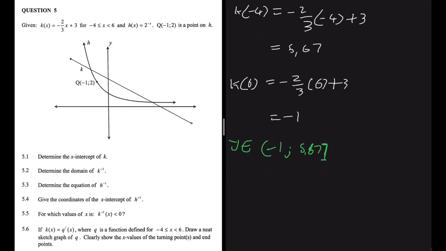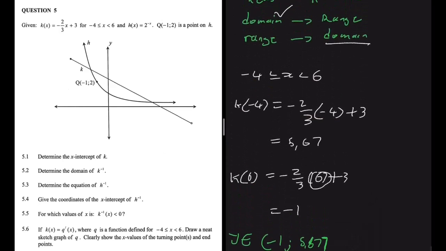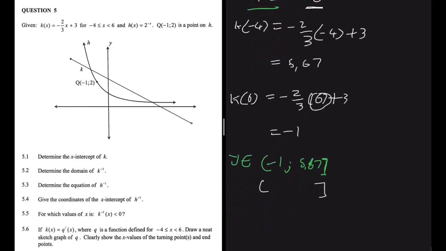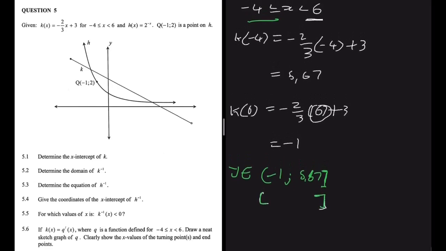Let me explain why here we have the bracket and here we have the cat, right? Here we have the bracket because 6, we're not supposed to include 6, according to our domain. And then we're supposed to include minus 4 according to our domain. So that's why here I put a bracket and then here I have a cat. So this is the range for k of x.